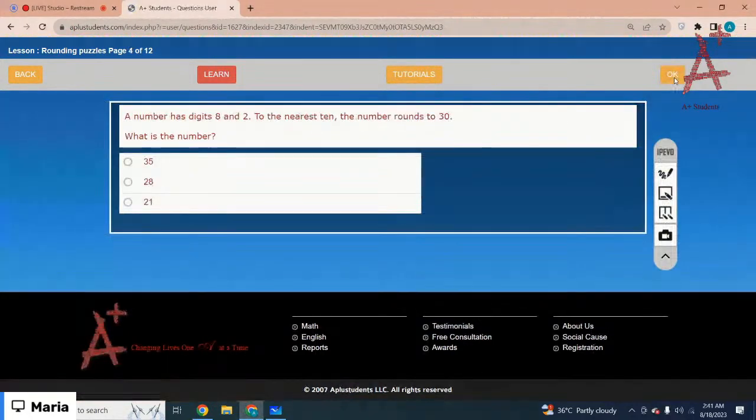Okay, a number has digits 8 and 2. To the nearest 10, the number rounds to 30. So which is the correct option? By using the digits 2 and 8, you can make two numbers, right? They are 82 and 28. So which one is rounded off to 30? Very good. That would be 28 that rounds to 30.